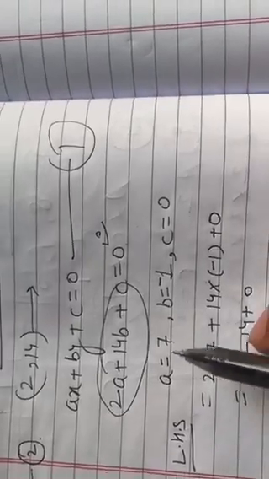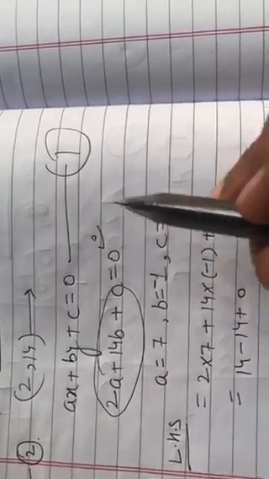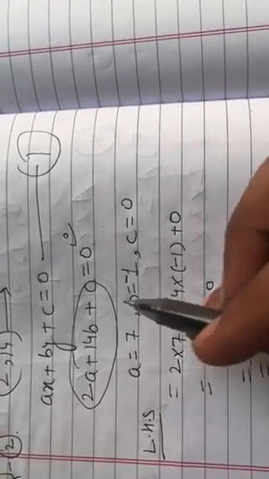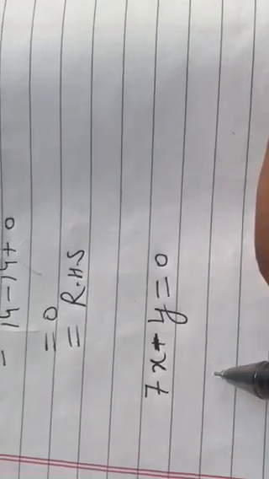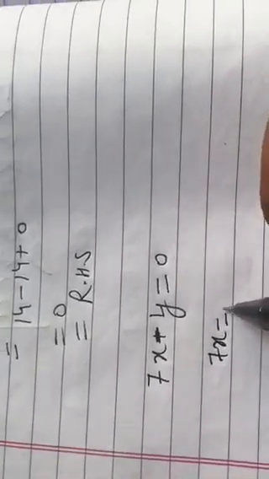So substitute the values of a, b and c in the general equation. We get 7x minus y plus c, and the value of c is 0. So the first equation is 7x equals y. It is your first answer.